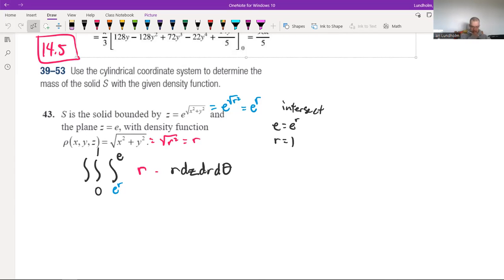And since that's just the equation of a unit circle, we'll be going from 0 to 2 pi in terms of the angles. So I think that is a good way to set that one up.